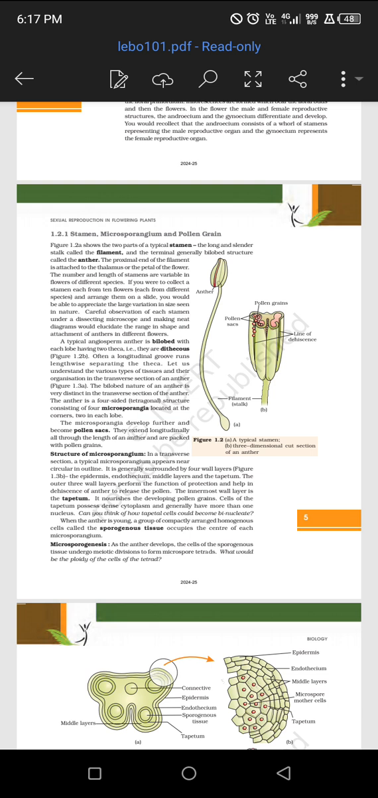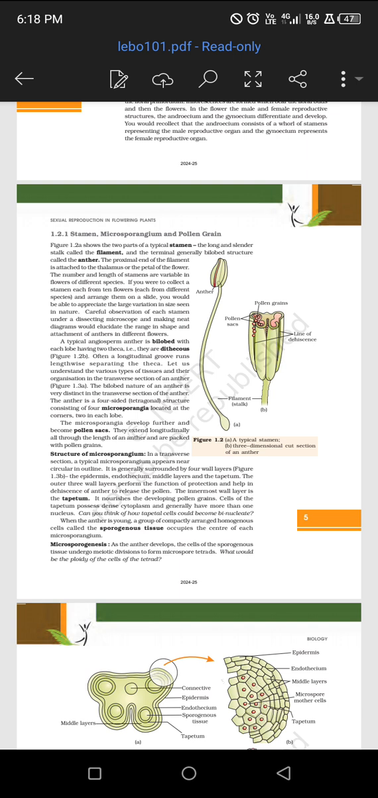So each lobe has theca, like in one theca, I guess, it just has two lobes, right? So you can understand from the diagram and read. That's why I said look into the text so you can understand easily. Then structure of microsporangium. Oh, before that, they extend longitudinally or go through the length of an anther and are packed with pollen grains. Okay, and it is packed with what? Pollen grains. You need to remember that too.